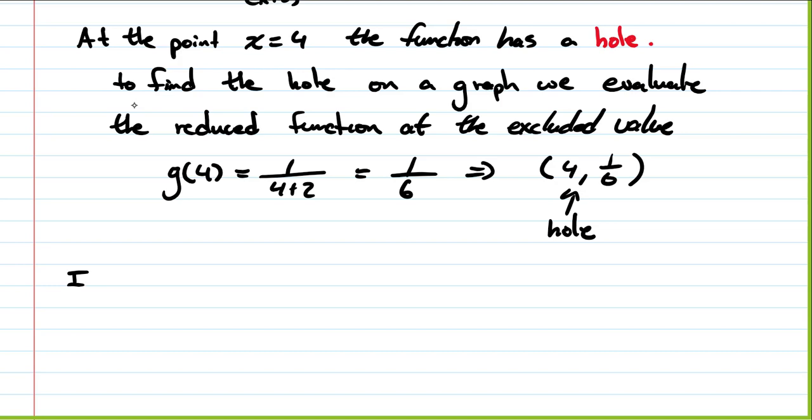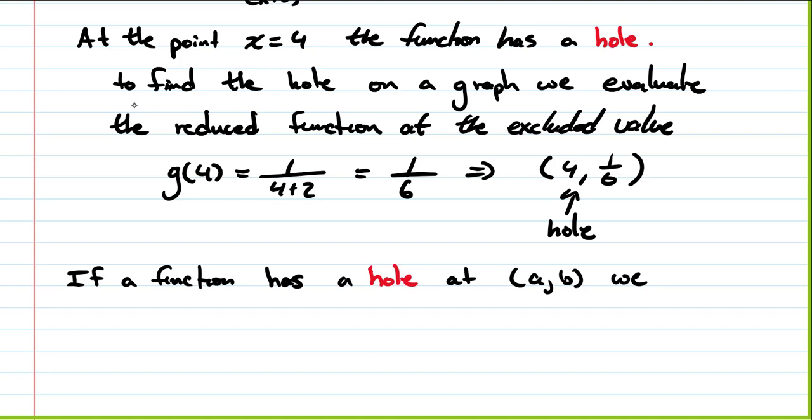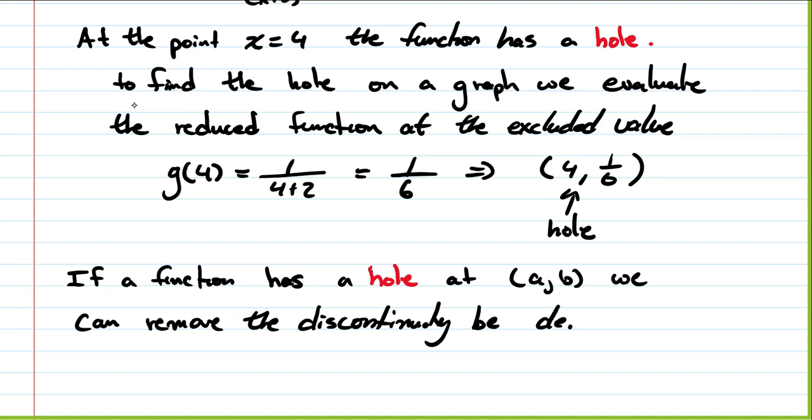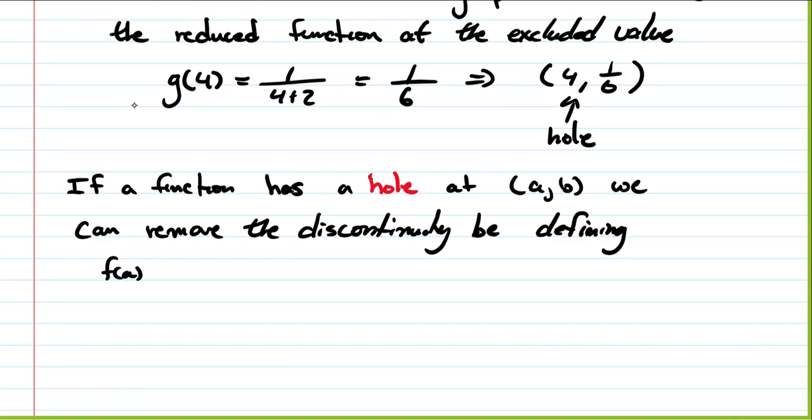If a graph has a hole, or if a function has a hole at the point (a, b), we can remove the discontinuity by defining f of a equal to b.